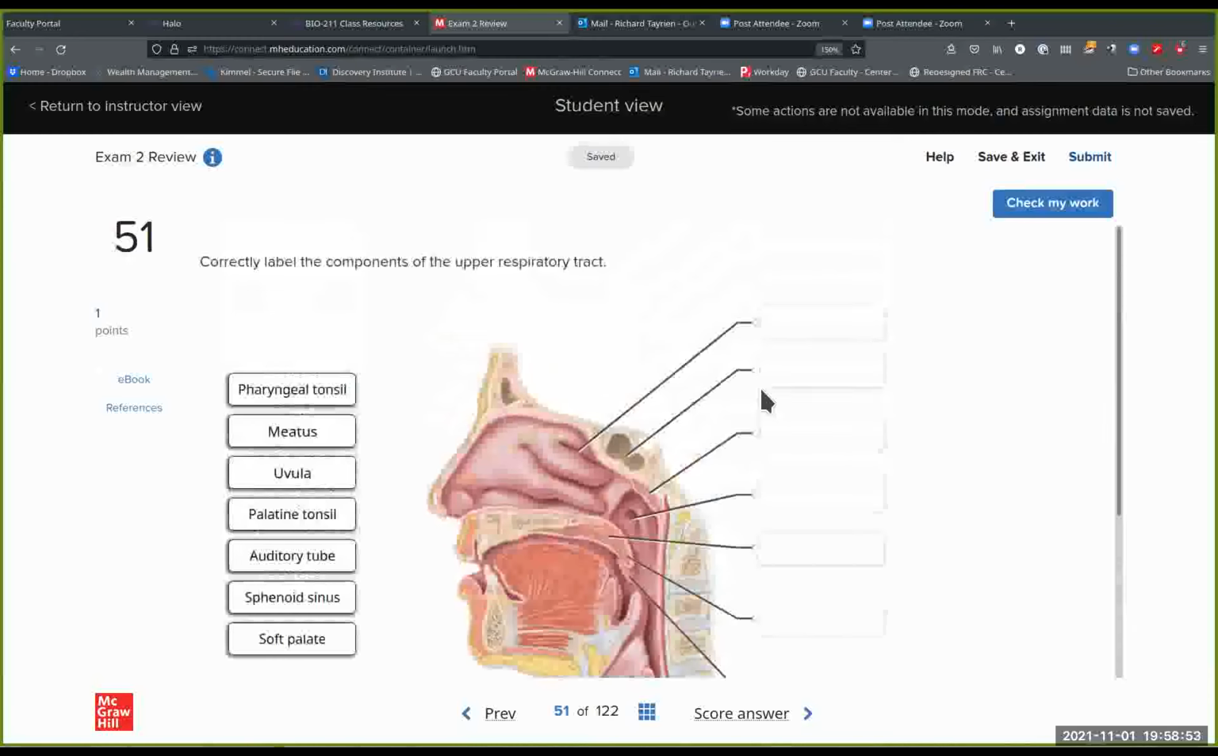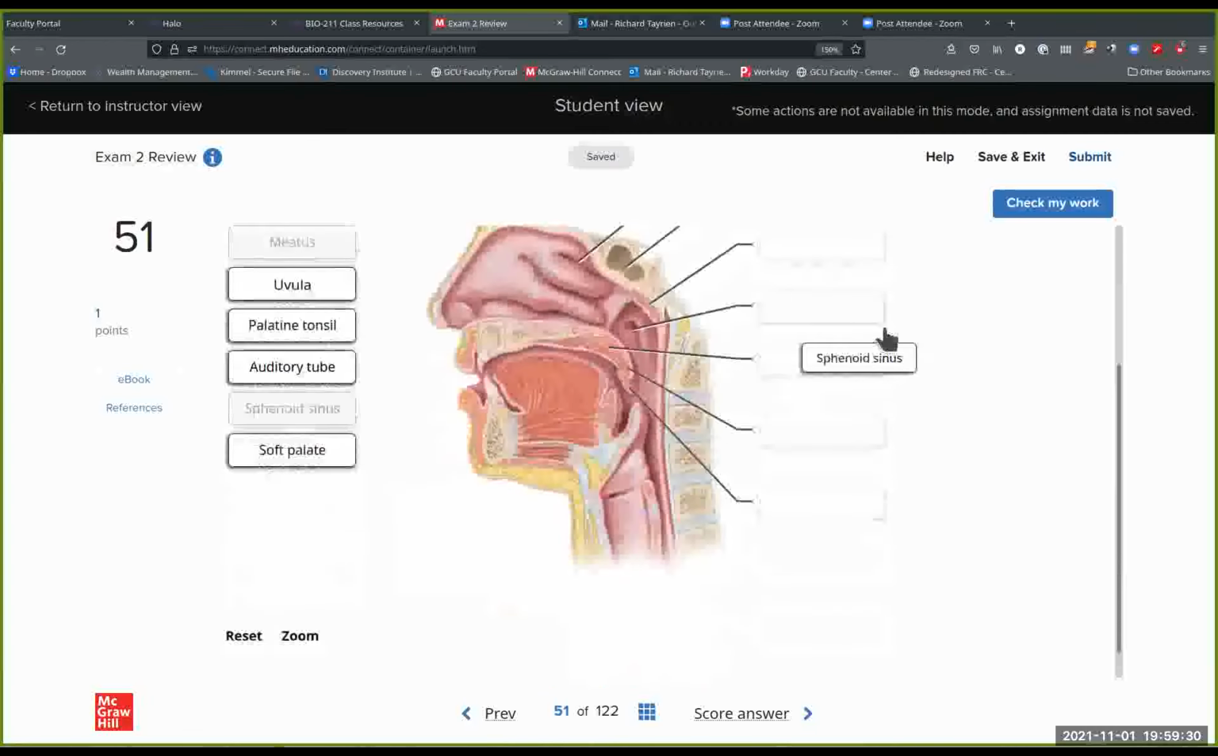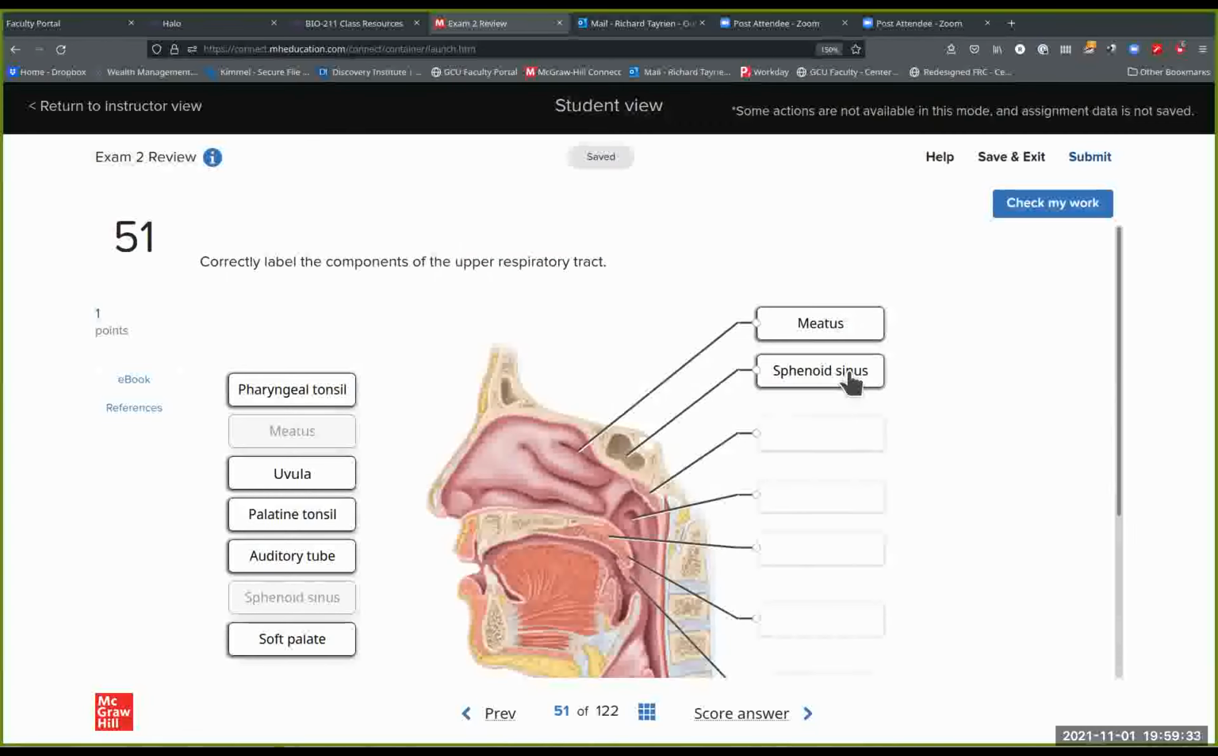Here's tonsils real quickly. We already decided that since they're labeling a space there, that's probably a meatus that they're trying to point to. What is this sinus here? Would it be ethmoid, I think, or sphenoid? Well, I think it's sphenoid. Let me make this small.